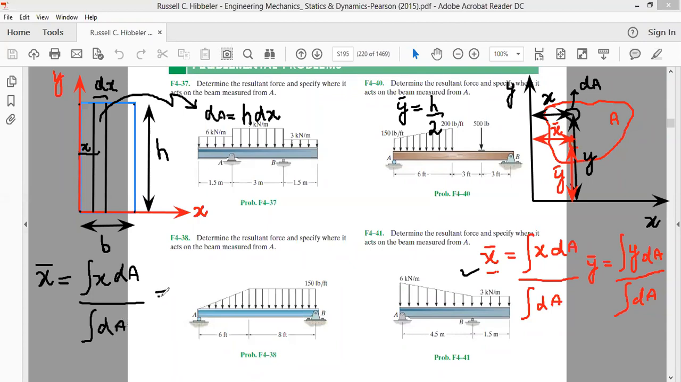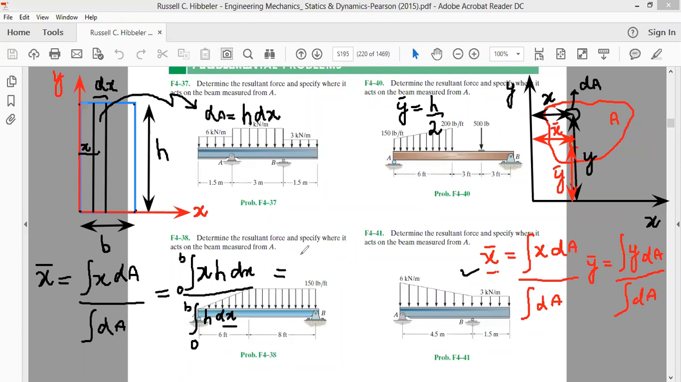That is equal to, the center of our area dA is at a distance x, so this will be integral x, and dA is equal to h into dx. We'll write this as h into dx divided by integral dA. Our dA is equal to h dx. Now look, our variable of integration in this case is x, and x varies from 0 to b. So the lower limit of integration is 0, and the upper limit will be b.